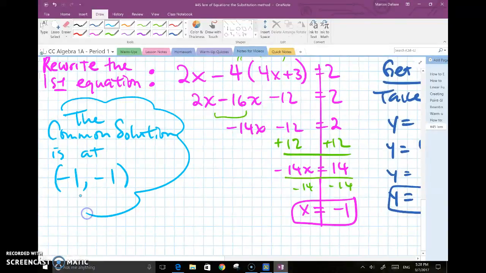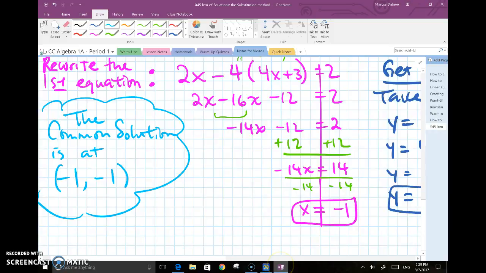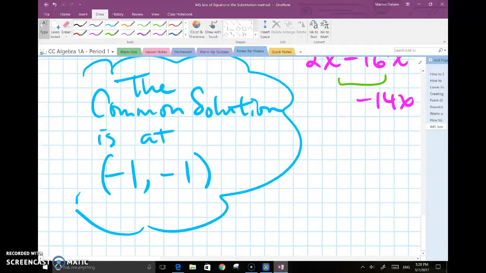And to prove to you that it really is a common solution and a point of intersection, let's take a look at this graph here. You can see that my two lines really do intersect at -1, -1. The blue line is y equals 4x plus 3. The red line is the other one, 2x minus 4y equals 2. And that green dot you see, that's a point of intersection. And if you look at the coordinates, -1, -1, that's the same thing I got over here, -1, -1. So it's not only a point of intersection, but it's a common solution.